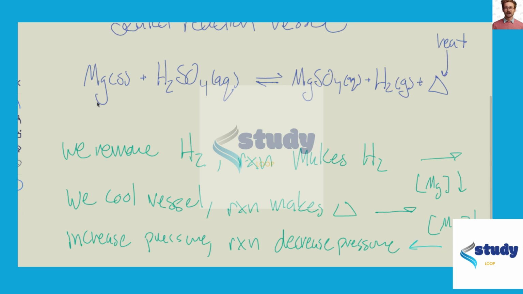Well, what does that mean for magnesium? Well, if we go from right to left, we're making magnesium, right? When we go from left to right, we're destroying magnesium. Right to left, we're making magnesium. So now the concentration of magnesium will increase. So that's the whole idea here. What did we do? What will the reaction do to counteract that? Does that mean going forward or backwards? And then depending on whether we went forward or backwards, what happens to magnesium?